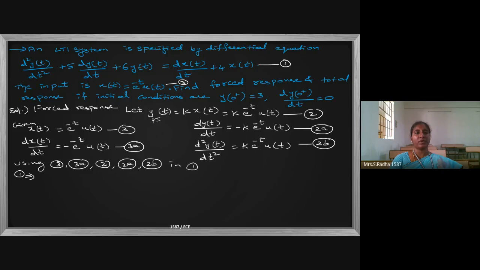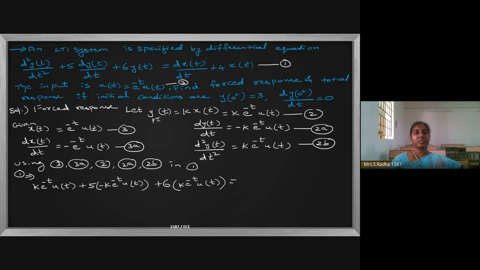First term is d square y of t by dt square, and the value is there in equation 2b. Substitute. So it is k into e power minus t u of t plus 5 times dy of t by dt, which is there here, so it is minus k e power minus t u of t. Then it is plus 6 y of t, which is in equation 2, so it is k times e power minus t u of t.